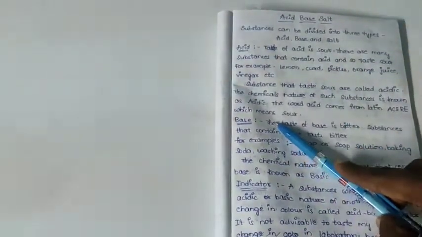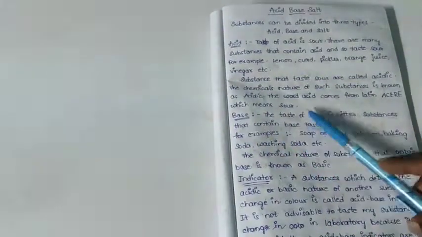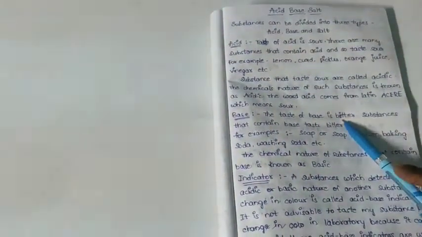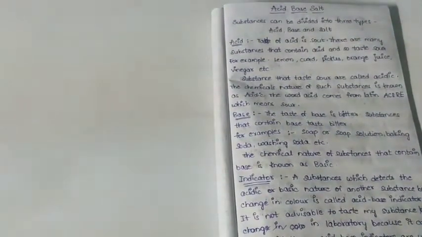Substances that taste sour are called acidic substances. The chemical nature of such substances is known as acidic. The word acid comes from the Latin word acre, which means sour. Our next one is base. What is base? The taste of base is bitter. Taste of acid is sour and taste of base is bitter.